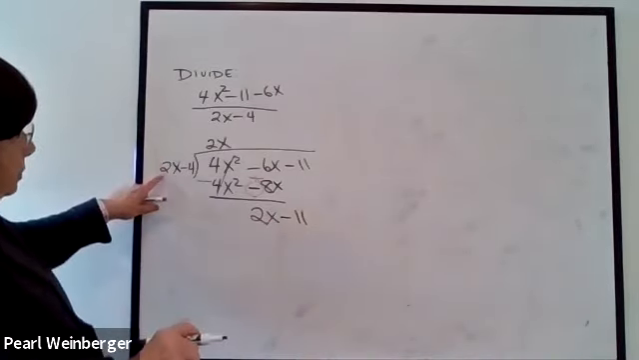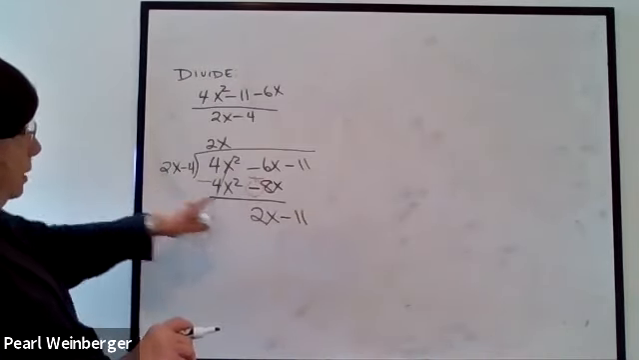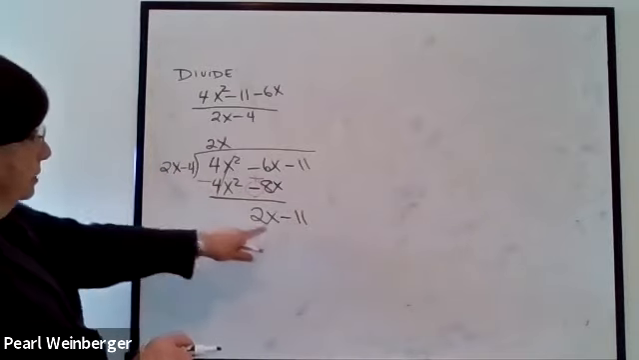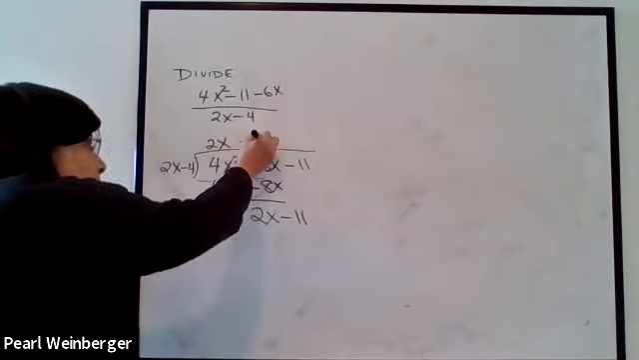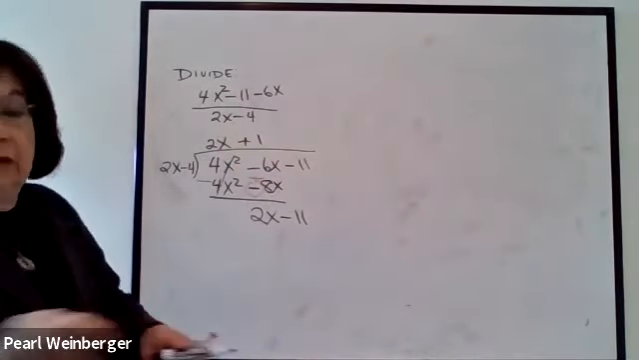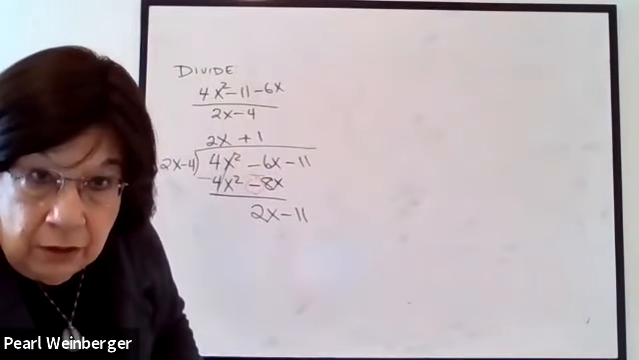And I start the division again. 2x into 2x. So the 2 cancels into the 2, and the x cancels into the x. So what I put on top is a 1. Don't forget, you're canceling out with division, so you're getting a 1 there.